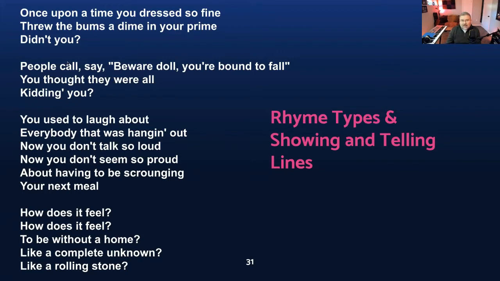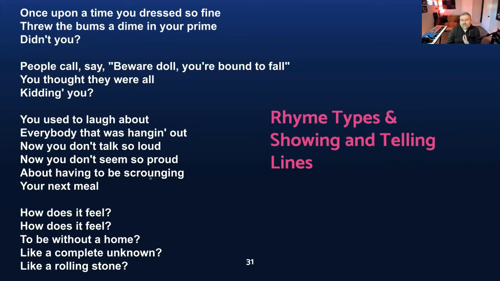Here we are again. But the rhyme types and the rhyme scheme, you know, it's AAB and then CCB for the first verse. So you have rhyme. It feels like it's not rhyming, but then you actually get that resolution at the end of this second half of the verse. And then you change to the chorus where the rhymes are about, out, loud, proud, scrounging.